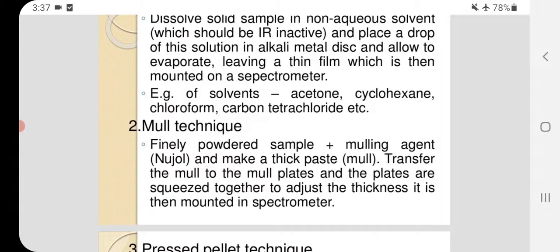Second, mull technique. Finely powder the sample, add a mulling agent and make a thick paste. Transfer the mull to the mull plates and the plates are squeezed together to adjust the thickness. It is then mounted in the spectrometer.